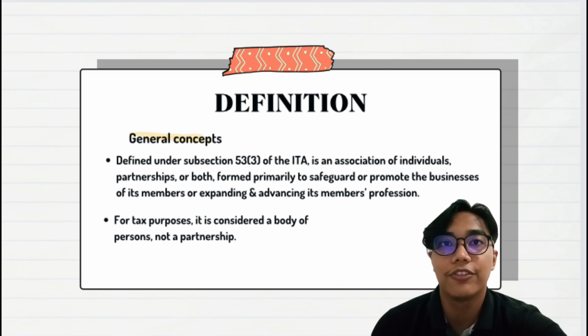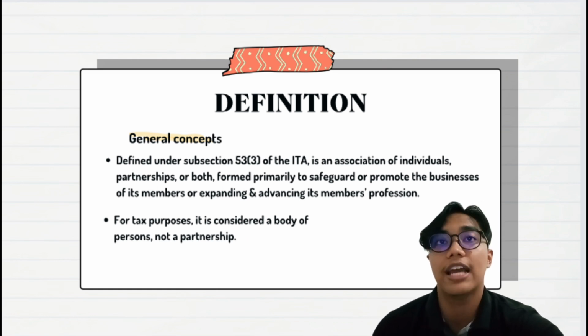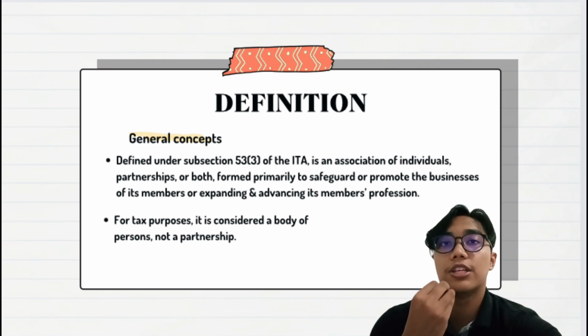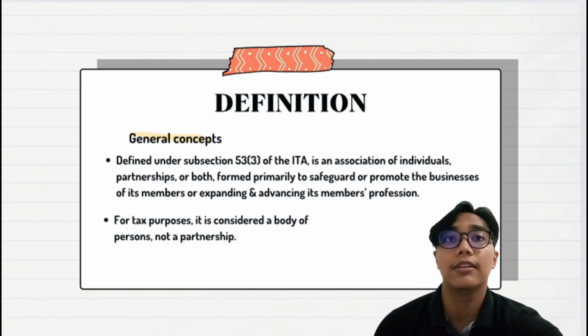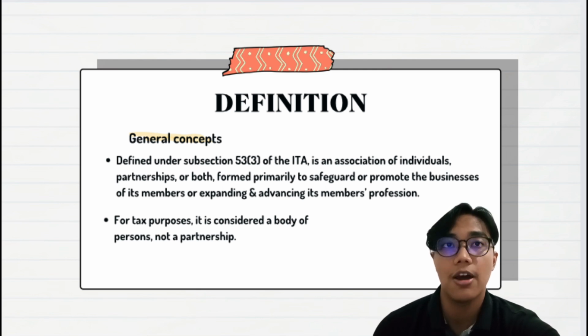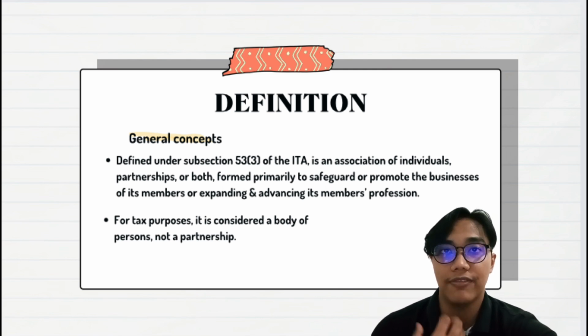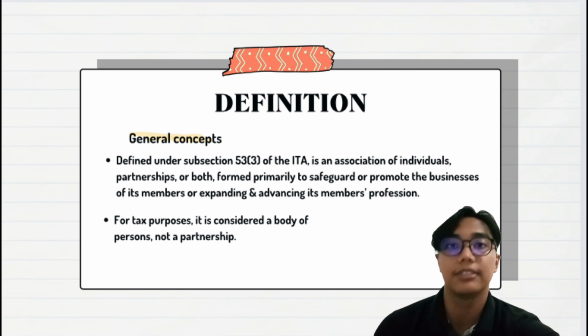The definition of trade association defined under section 53 subsection 3 of the ITA is an association of individuals, partnerships or both, primarily formed to safeguard or promote the business of its members or expanding and advancing its members' profession.